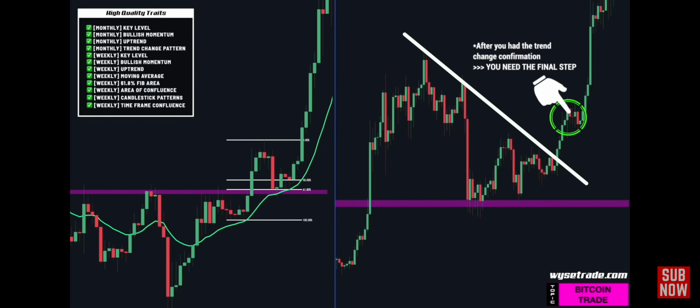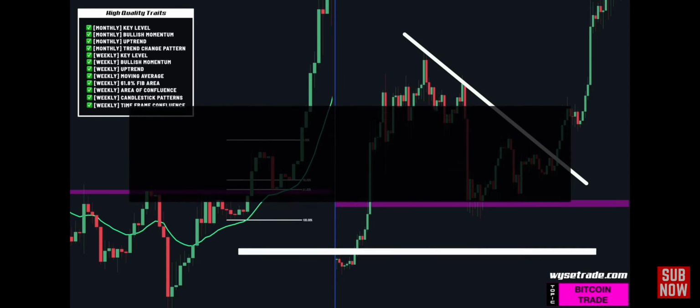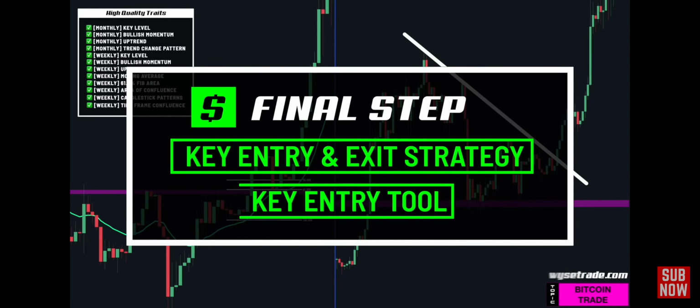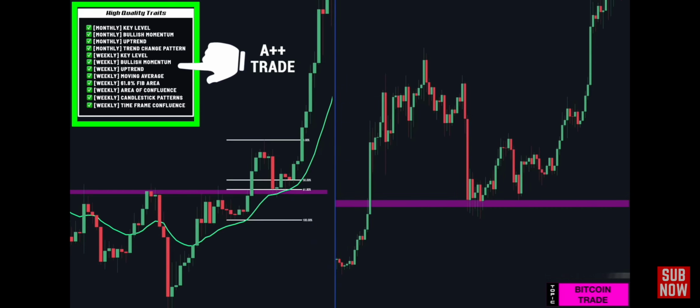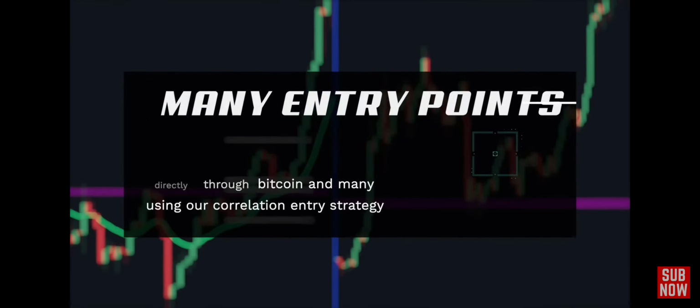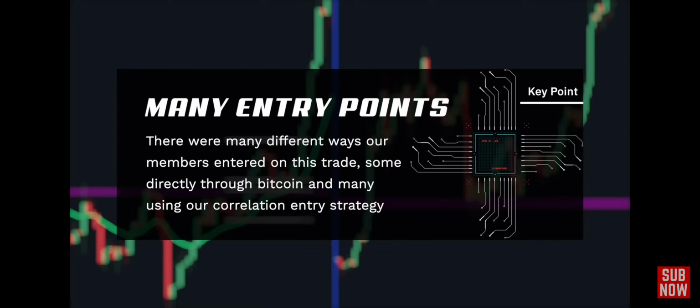So after you had your trend change confirmation breakout, all things are a go. This is again when you need the final step of the formula, which is to go to the lower intraday timeframes and use our key entry and exit strategy and entry tool. This was a very high quality A+ trade, almost picture perfect. Now there were many different ways our members entered on this trade, some directly through Bitcoin as we showed, and some through positively correlated assets.